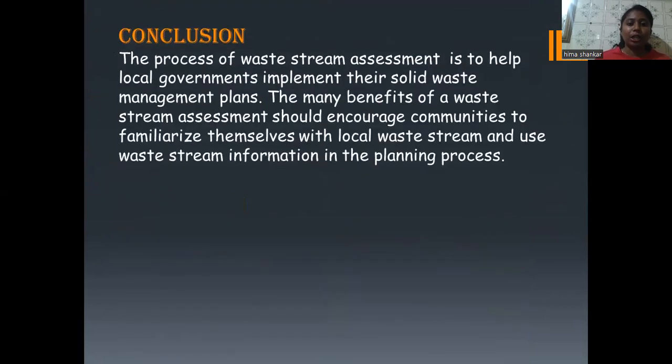And the conclusion: the process of waste stream assessment helps local government in the implementation of solid waste plans. The main benefits of waste stream assessment should encourage the community to familiarize themselves with local waste.